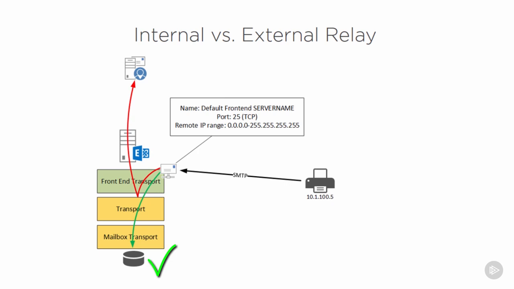The default front-end connector is already configured to accept SMTP connections from anywhere, and the Exchange server will allow an anonymous sender to send email to any internal recipients, since that is also how internet email is treated. However, if an anonymous sender tries to send to an external recipient, the relay attempt will fail. There are 2 ways you can resolve this and allow your devices and applications to send to external recipients.